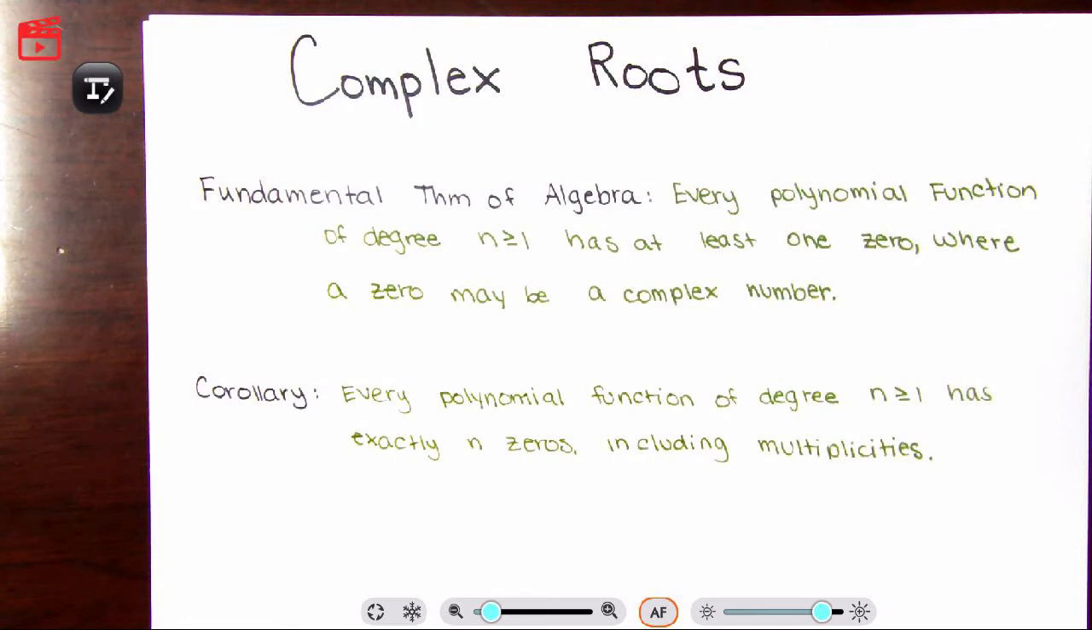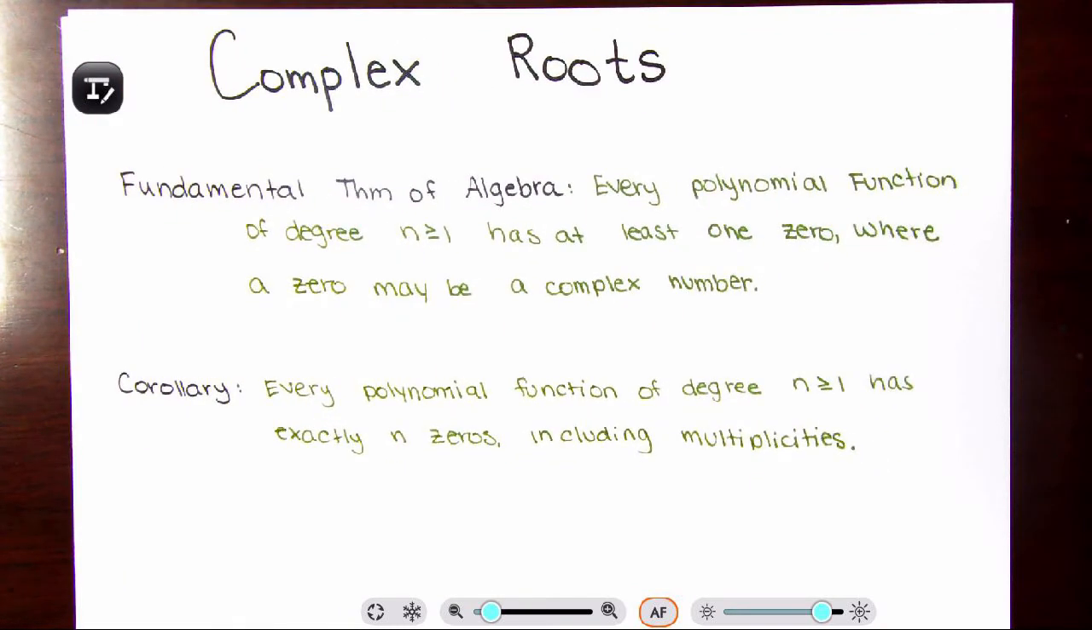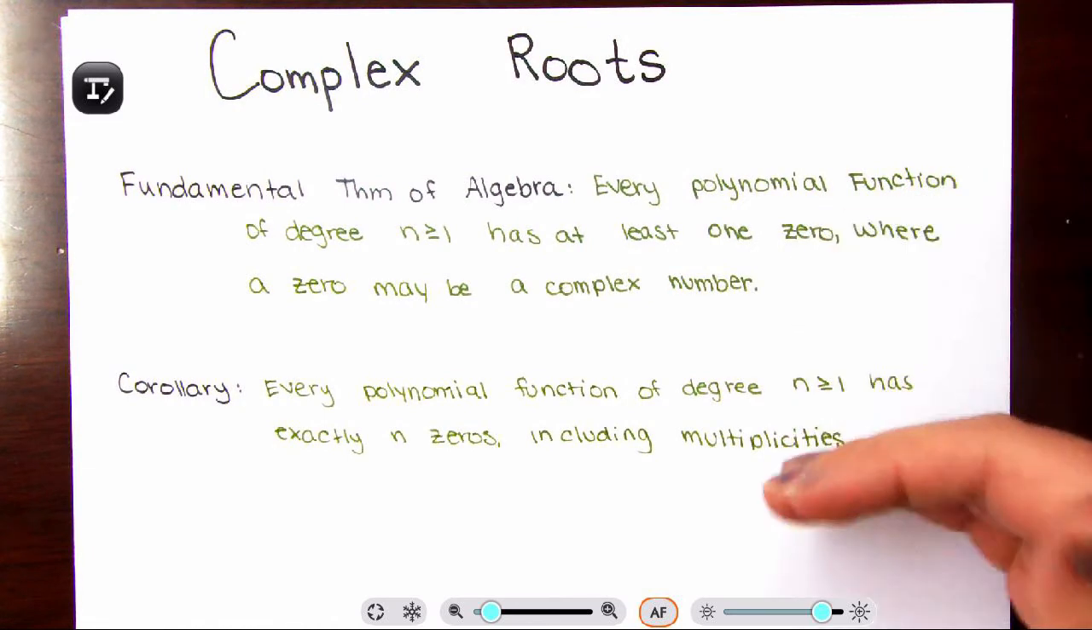All right, two things we're going to start off with are the fundamental theorem of algebra and its corollary. Now, a corollary is just something that comes from an original statement. So it's a proposition that follows from one that's already been proved. Because this is true, this is also true.